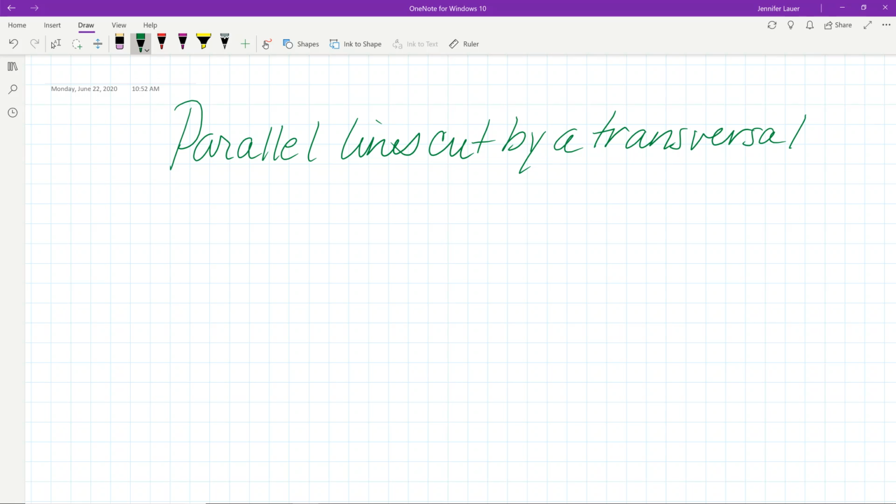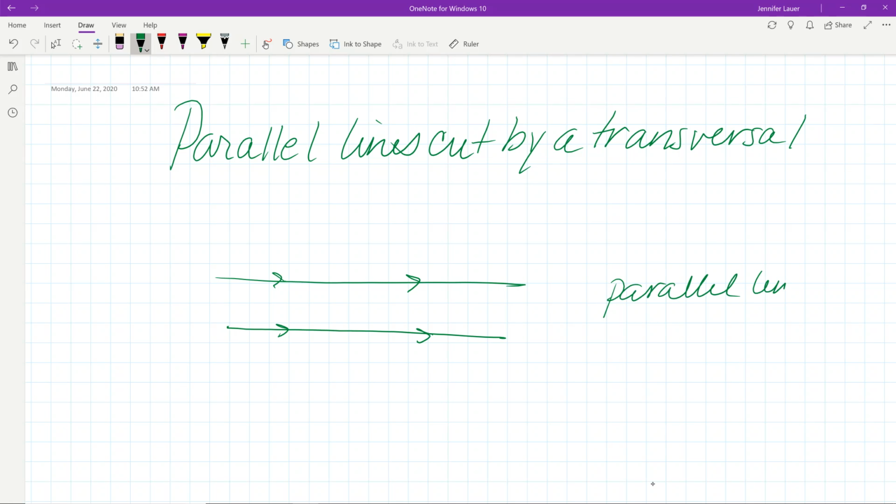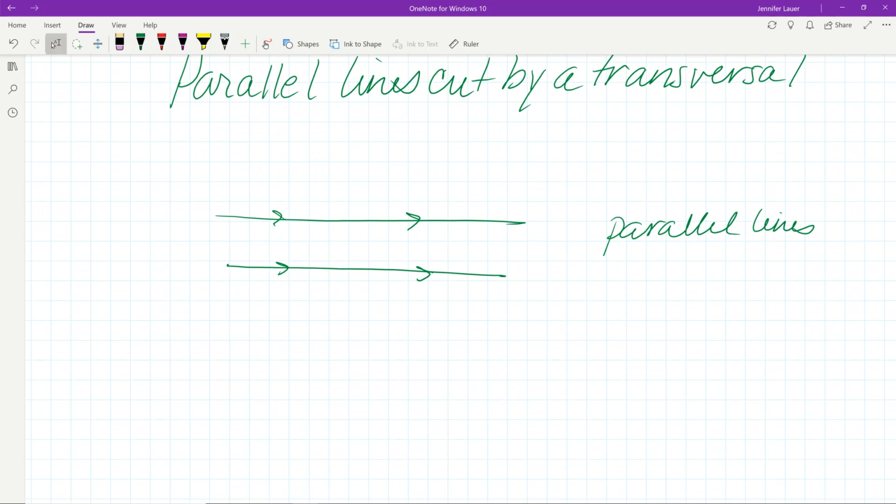So first of all, what defines a parallel line in the problems? You'll see things that look like this, and they'll have these little arrows. That denotes parallel lines. That'll be the first thing you notice in the problem, that there are parallel lines.